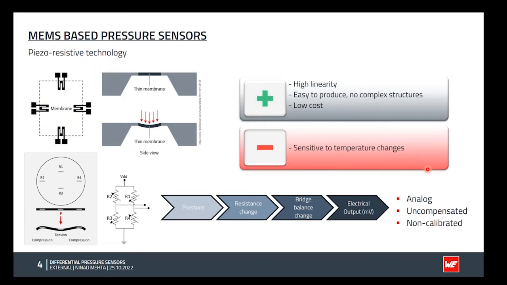Some benefits of this piezoresistive technology are that the output characteristic is highly linear because of the resistors, and it is easy to produce. There is no complex structure inside, so it is also not so costly in terms of production. The disadvantage is that piezoresistive technology is very sensitive to temperature changes. So if the temperature changes, then the output may also change.